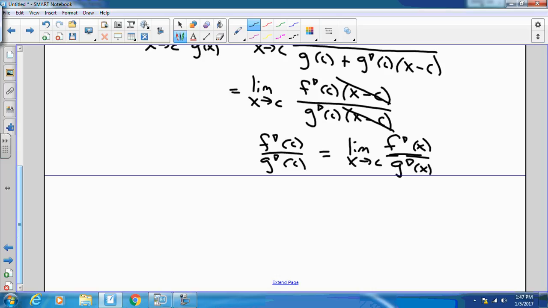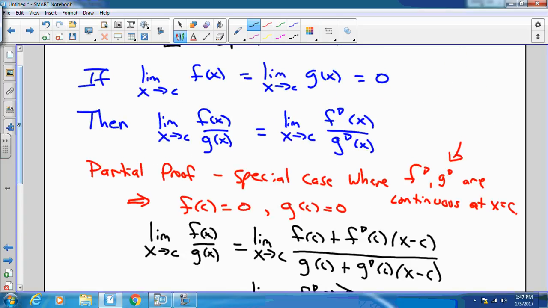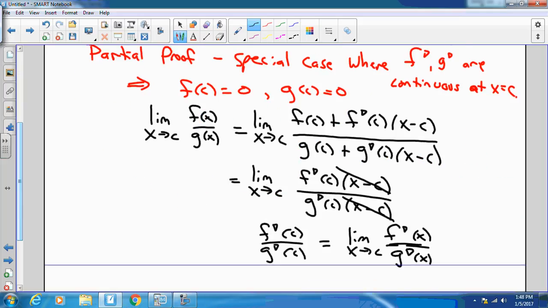Now, this is a proof for a special case here. When you take Calc 2, we do the proof for the entire theorem. No special cases involved. But that proof is too complicated for us, so I'm just going to ask you to take it on a little bit of faith that this result works out in all cases. Does that make sense to everybody?